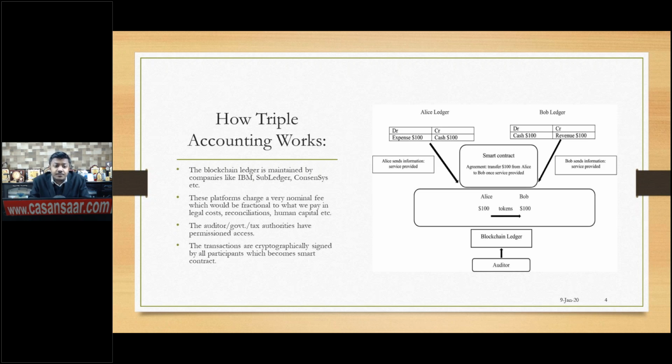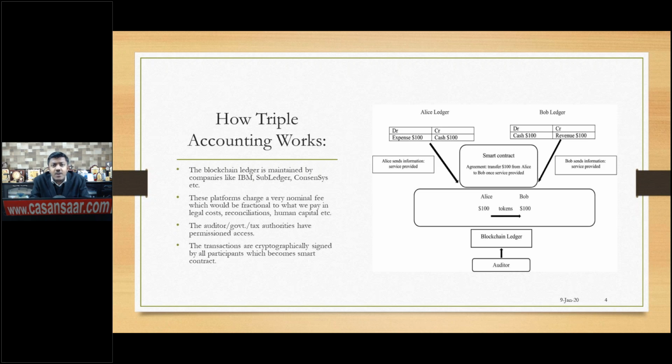Moving ahead, let's talk about the entry that you have on the screen. On the screen, what you see is a transaction between Alice and Bob. Let's take an ideal scenario where Alice says to Bob, hey Bob, I need a website for me. And Bob says, okay, I can get it to you in a week.